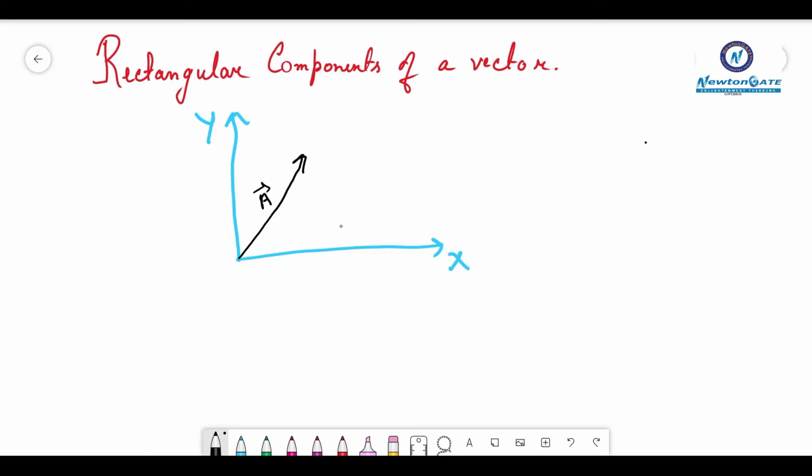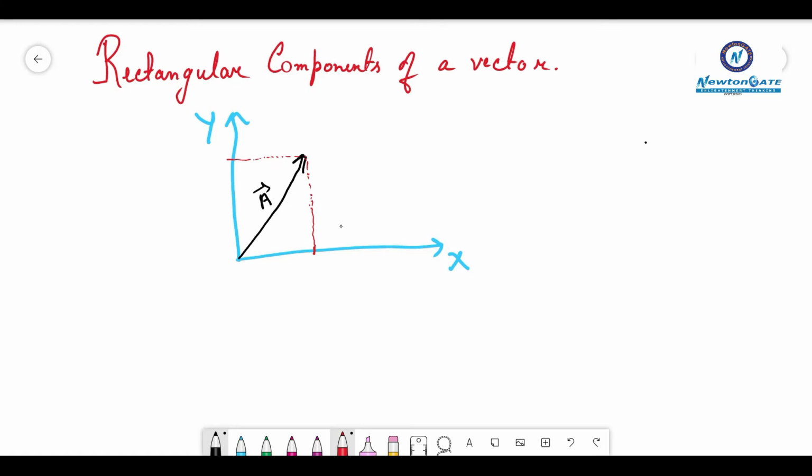Now what do we need to do to find the components? The first thing is, from the head of the vector given, I will draw a perpendicular line to the x-axis and a perpendicular line to the y-axis. The points on the x and y axes that you can see here will give me the magnitude of the vector A towards the x-axis and towards the y-axis respectively.